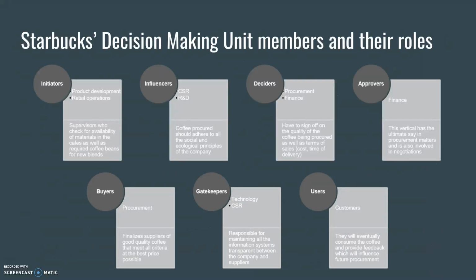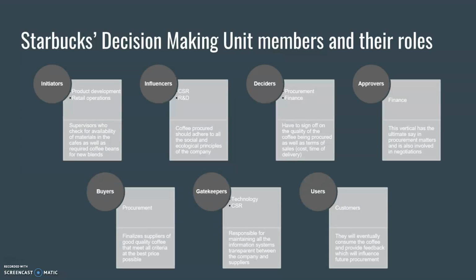Starbucks' decision-making unit comprises several departments in various roles. The retail operations and product development are the initiators of the entire purchasing process, as they are at the interface with customers and have to evolve with their preferences. Then, the CSR and R&D verticals add in various factors which influence the choice of the type of coffee bean as well as how it is cultivated, and hence the suppliers that are chosen.